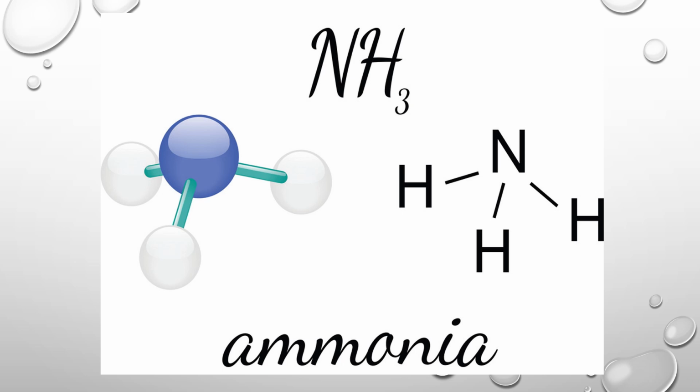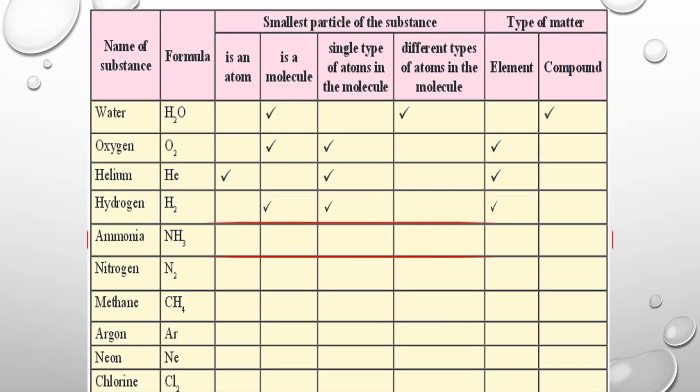Ammonia has NH3. So here, even though N has no number surrounding it, it is understood no number means 1. Okay, and H has 3. So it means that this is a substance that is made up of one atom of nitrogen and 3 atoms of hydrogen. That is how it gets its formula to be NH3. Okay, let's look at the table. So we are looking at ammonia. Okay, so we need to solve for is an atom or is a molecule.